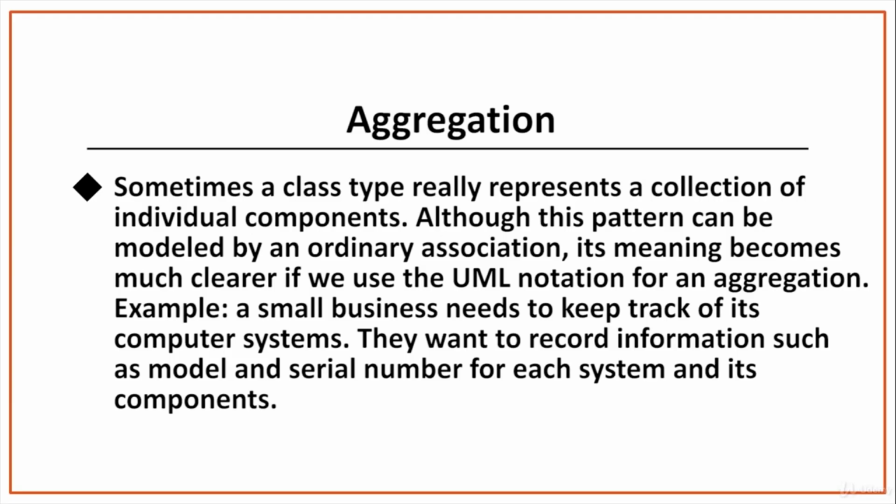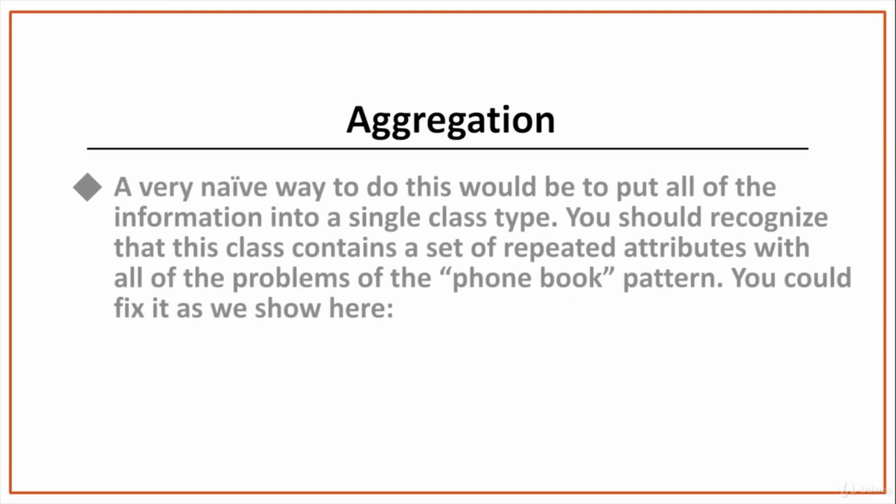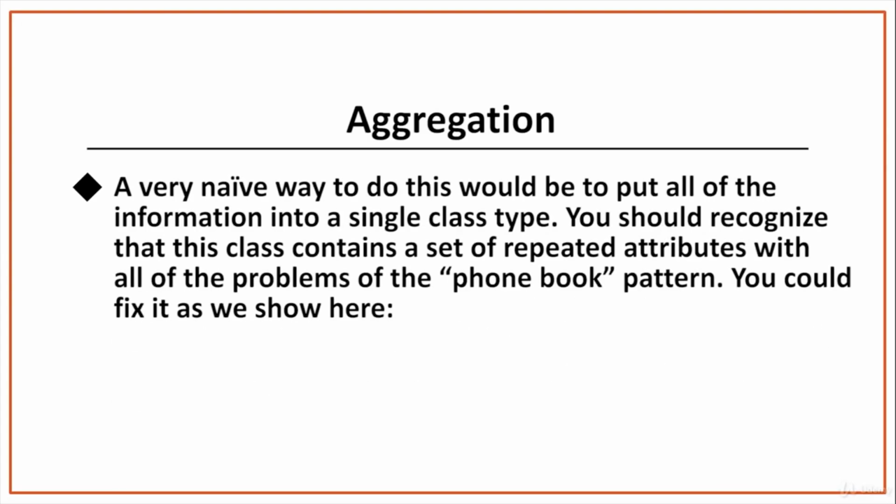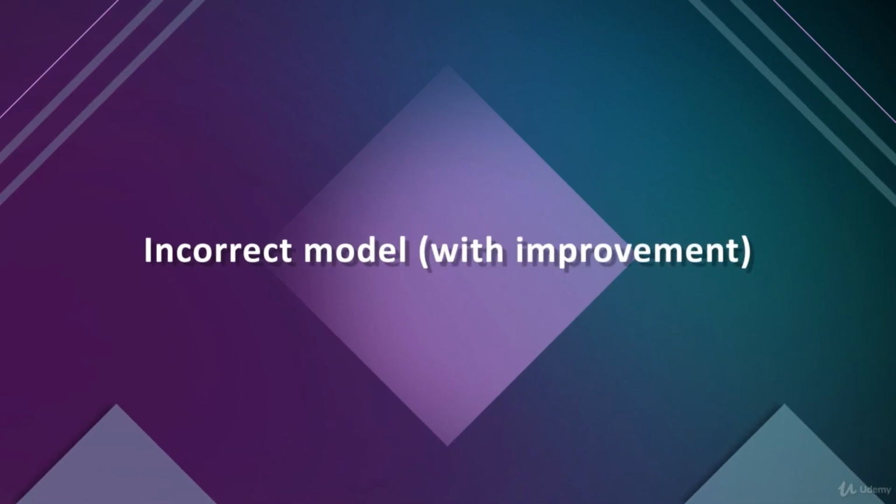Example: a small business needs to keep track of its computer systems. They want to record information such as model and serial number for each system and its components. A very naive way to do this would be to put all of the information into a single class type. You should recognize that this class contains a set of repeated attributes with all of the problems of the phone book pattern. You could fix it as we show here. Here you have the incorrect model with improvement.